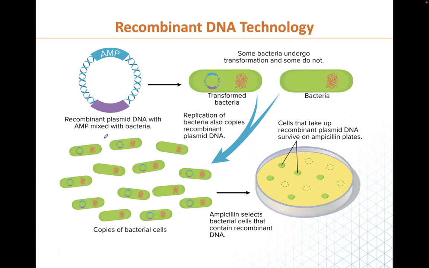So now we're going to introduce it into the bacterial environment. Some of the bacteria undergo transformation. They absorb the recombinant DNA into their own cells, while some other ones would not take it in. So the bacteria that took the recombinant DNA replicate and copy the recombinant DNA plasmid. So we have them reproduce in large number.